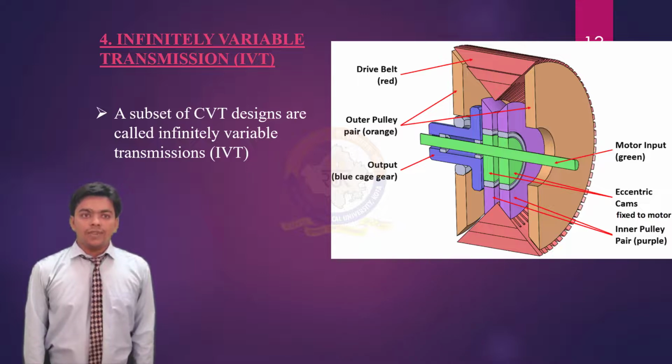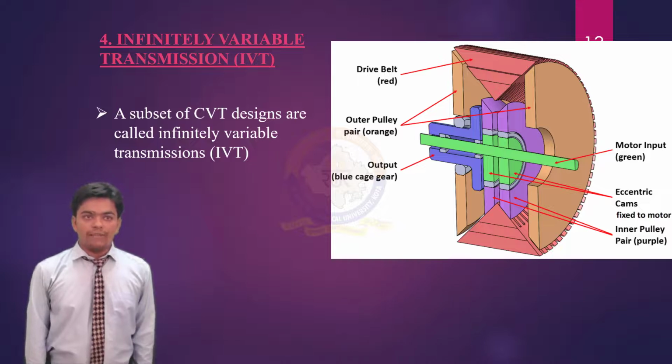Some IVTs prevent back driving, where the output shaft can freely rotate, like an automotive transmission in neutral, by providing high back driving torque.